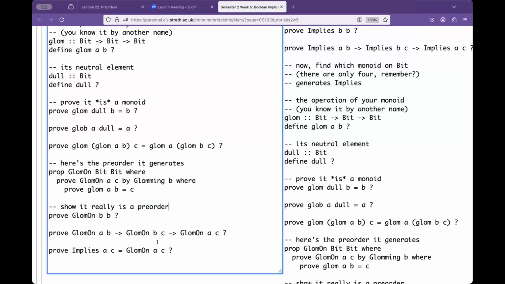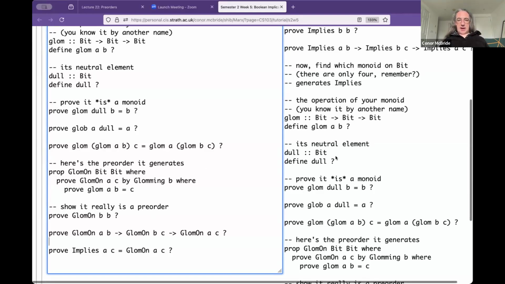And what does an order do? So for an order, you need the property that if you can get from A to B and you can get from B to A, then A and B are the same place.